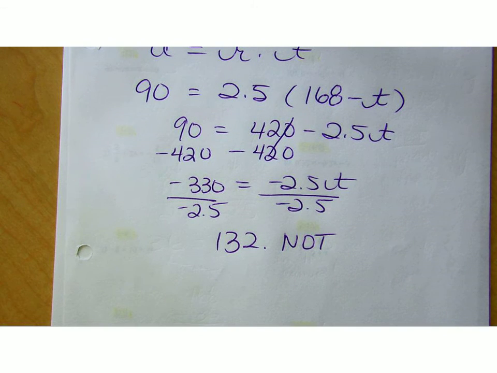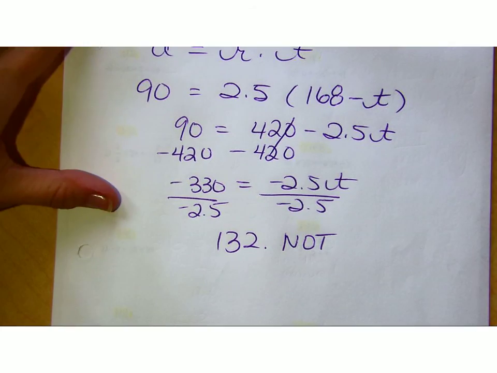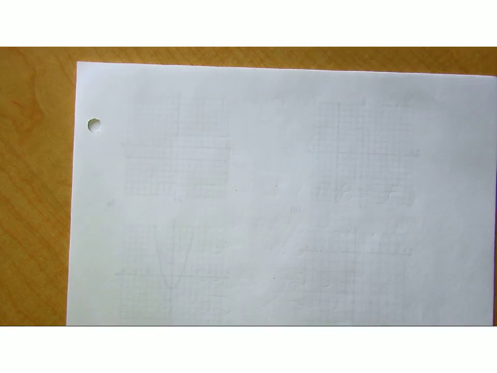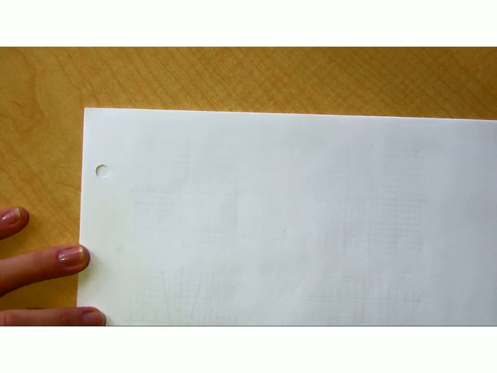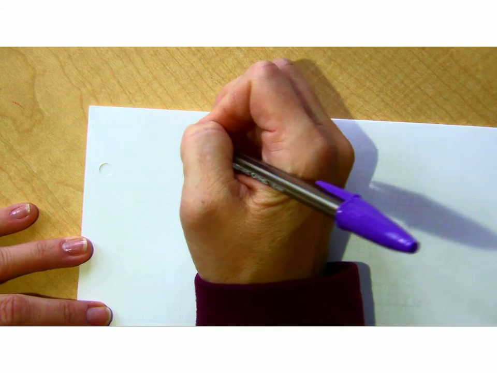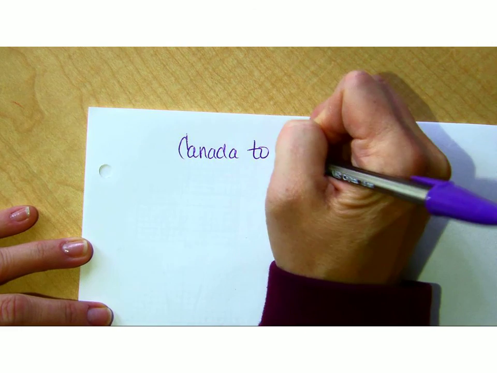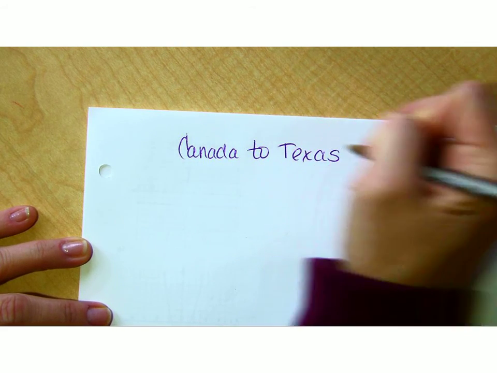I got about 3 minutes. I'm going to show you one more problem, because I want to give you guys some time to work on these. One more example, and you can copy it if you want, or you don't have to. So there are some Canadian geese that were getting ready to migrate south for the winter, all right? And they went from Canada to Texas. This is the geese problem.